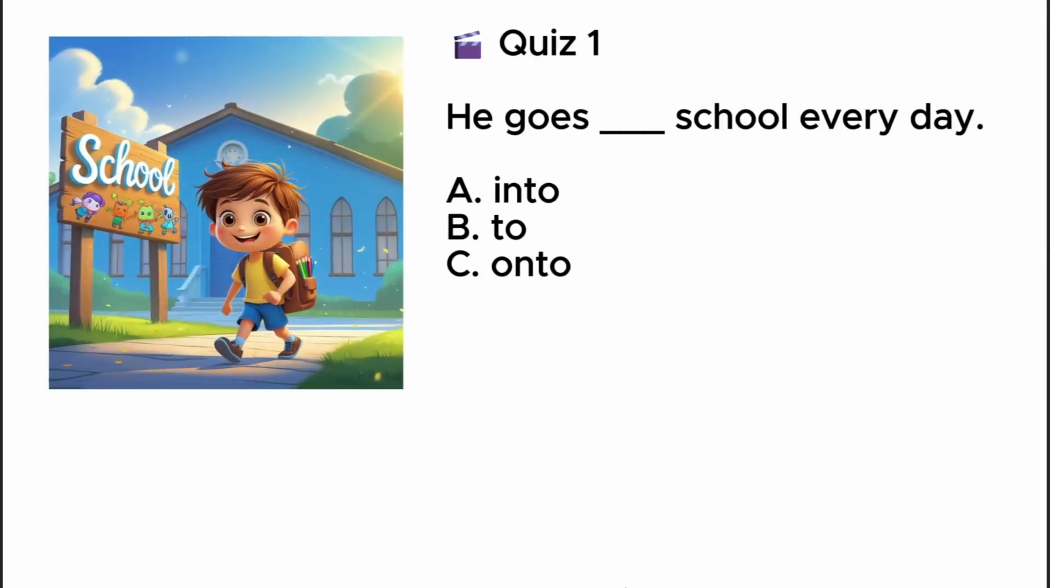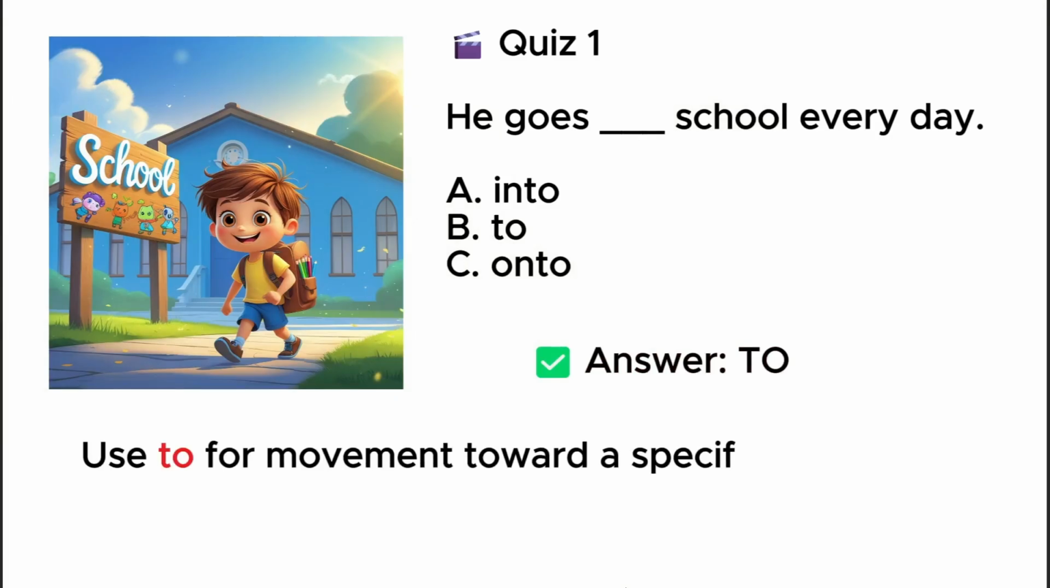Here is your first challenge. He goes. He goes to school every day. Use "to" for movement toward a specific destination.